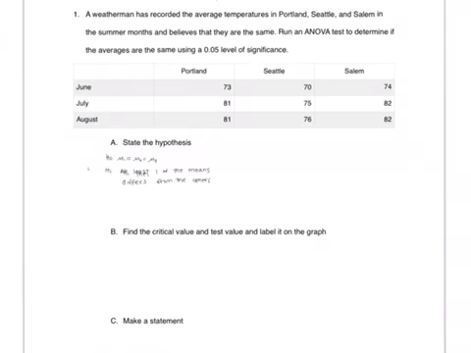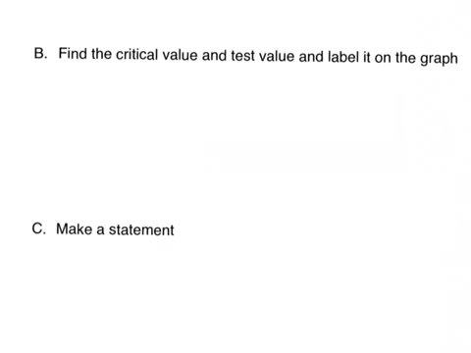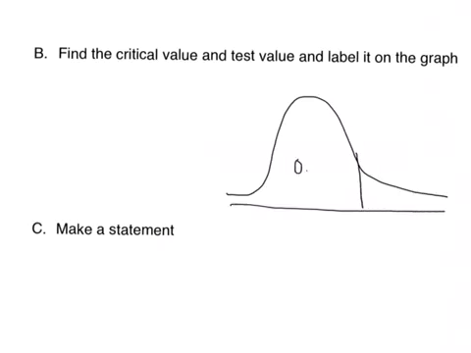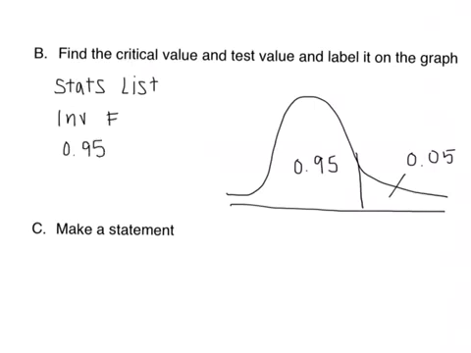Next, find the critical value and the test value and label it on the graph. The graph is always right-tailed, and we know that there is a 0.05 level of significance. To find the critical value, we go to our calculator and with stats list, inverse F, our area is 0.95.